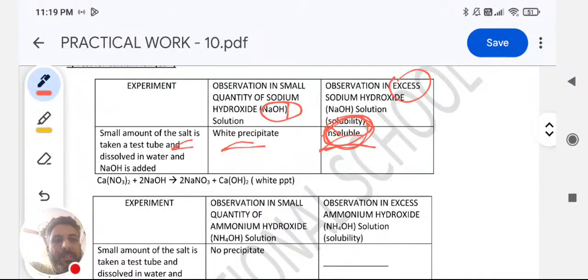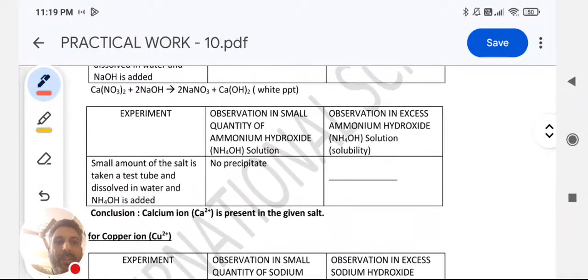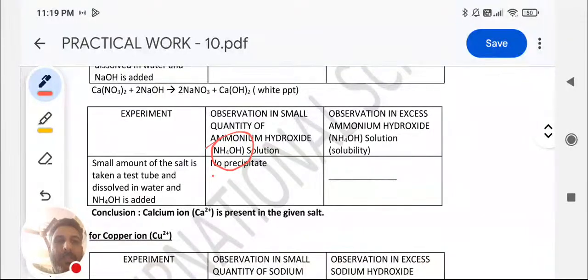Then the same calcium salt, when treated with ammonium hydroxide, there won't be any precipitate. Ammonium hydroxide does not give any precipitate with calcium salt solutions. So calcium salt solutions will give a white precipitate only with sodium hydroxide but not with ammonium hydroxide.